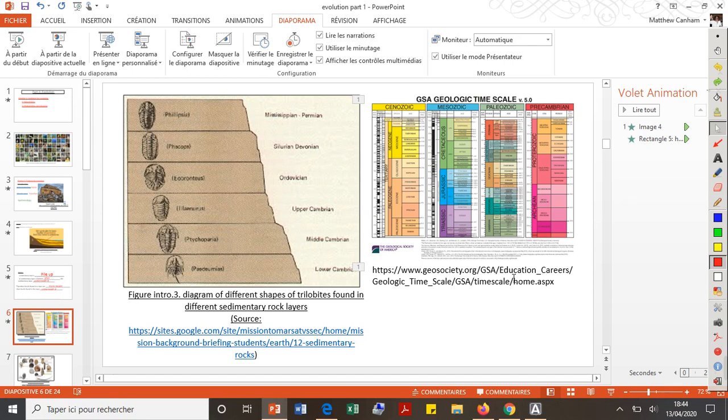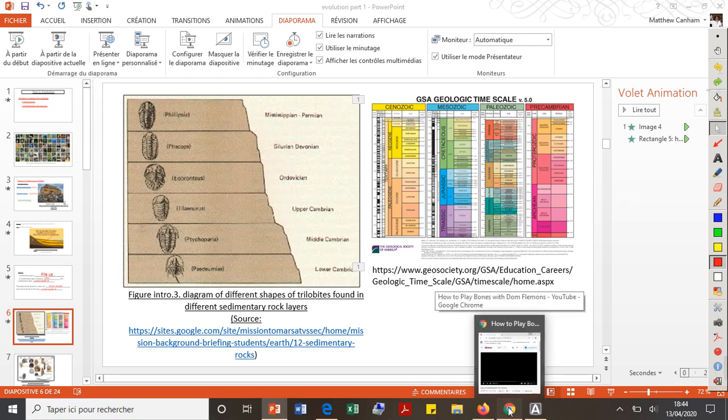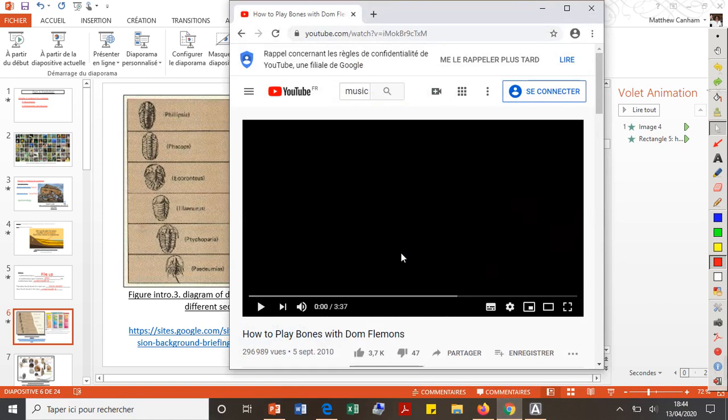And a song to finish, as always now. I've discovered that you can actually make music using bones. So we're just going to have a look at this video, only a few seconds, to finish.